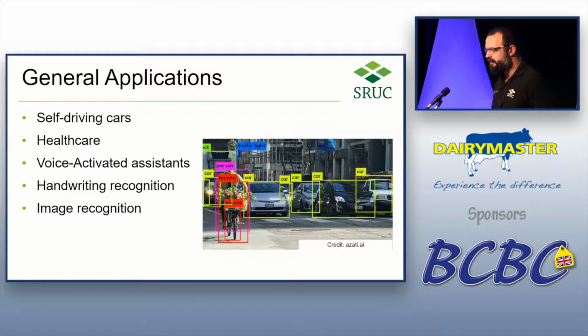Image recognition, the same as self-driving cars, to detect objects in an image. What is it? Is it a car? Is it a bicycle? Is it a person? And even more importantly, if it's a person, can it ID that person? It's used in police investigations to try and find criminals.